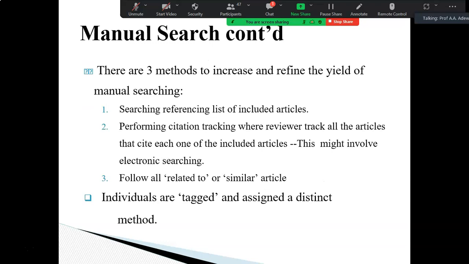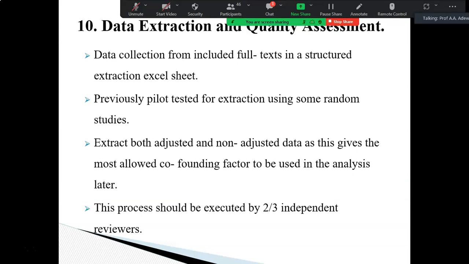There are basically 3 methods to increase and refine the yield of manual searching. The first is searching referencing lists of included articles. The second is performing citation tracking, where reviewers track all the articles that cite each one of the included articles. This might involve electronic searching because of the volume of articles that will be involved in the search process. Then follow all related or similar articles. Individuals are tagged and assigned a distinct method out of these 3.